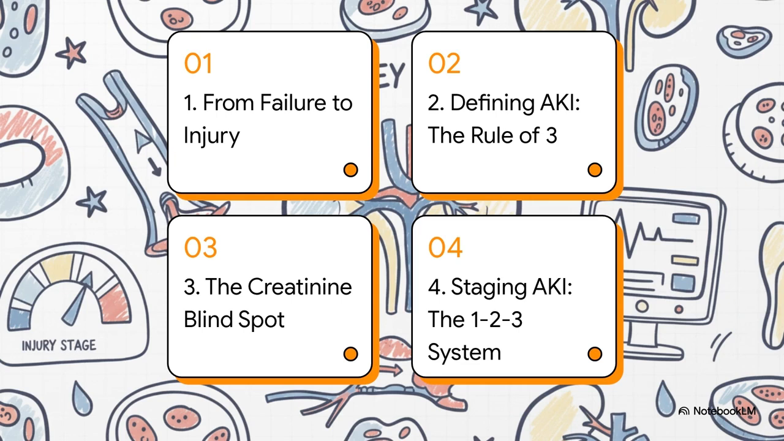We'll start with why the name changed, which is actually a really important clinical point. Then we'll get into the nitty-gritty of diagnosis with the rule of three, uncover a major pitfall called the creatinine blind spot, and finally, wrap up with the simple 1-2-3 system for staging.